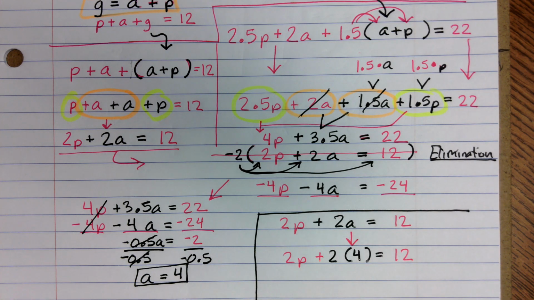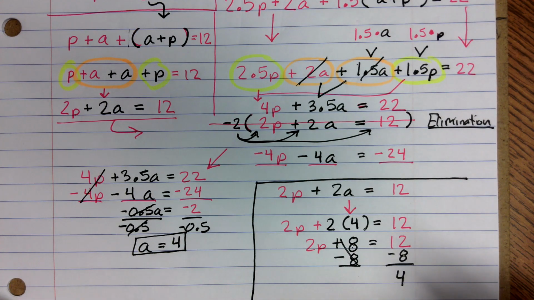And if I continue to do the math, 2 times 4 is going to give me 8. So I got 2p plus 8 equals 12. Then I'm going to go ahead and use inverse operations, and I'm going to move this 8 to the other side of the equation. That cancels, and 12 minus 8 is going to leave me with 4.